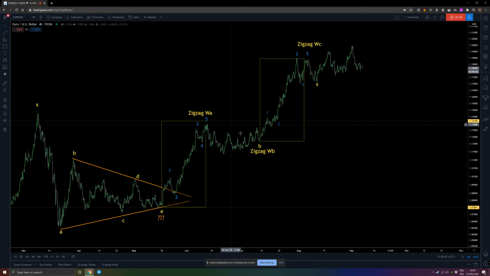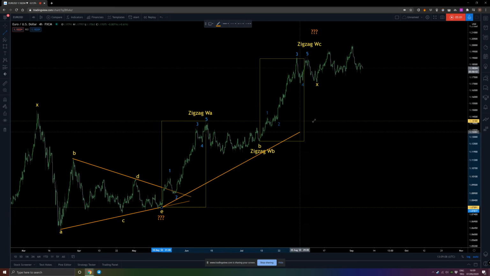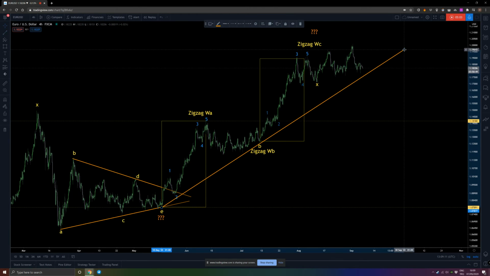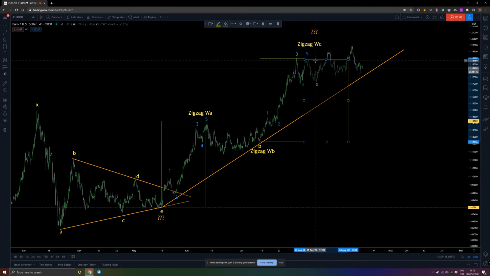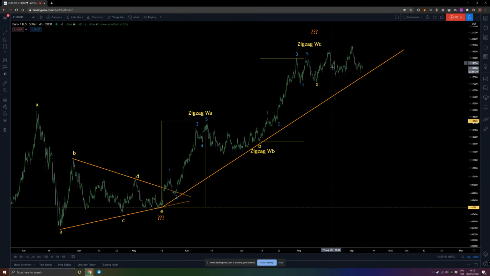Does this zigzag ABC finish something here? Okay, for that I need to draw the 0 to B trend line, and I should have copied this and put it on the right side. If we have a break and come back to the V wave, well, we don't. It means that whatever this move is, it is not a simple correction, but a complex one.